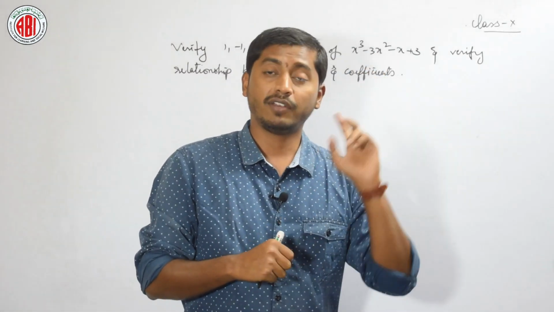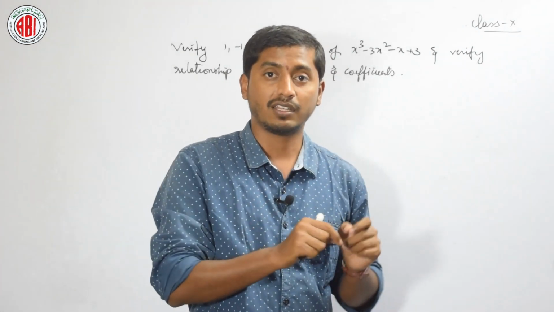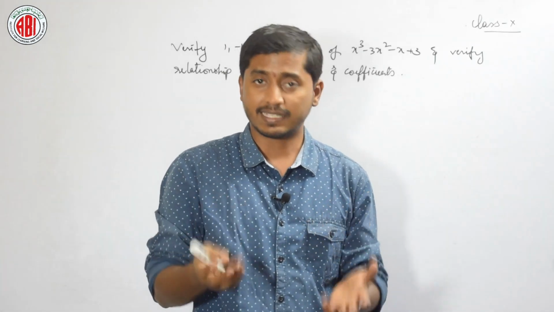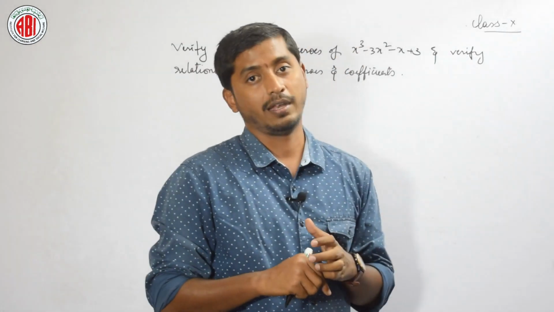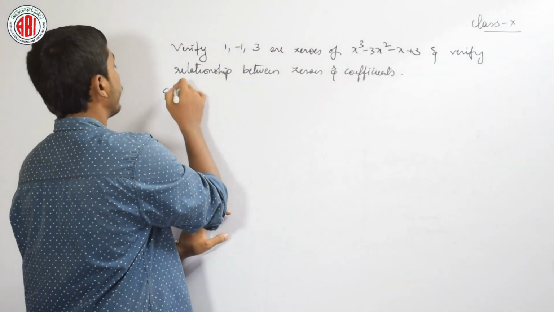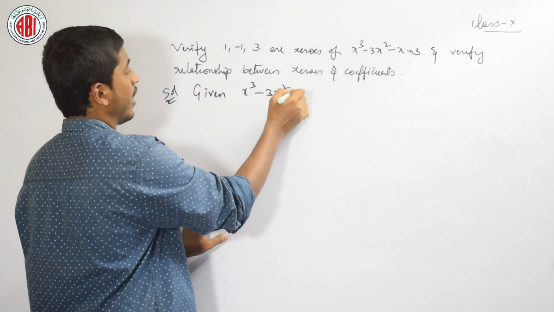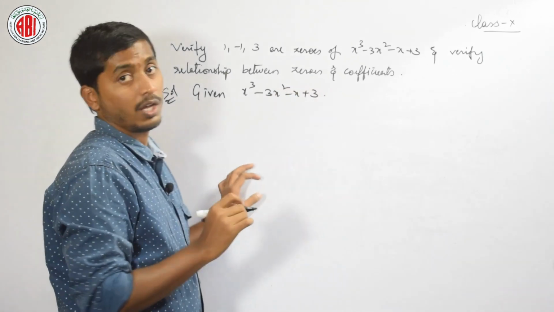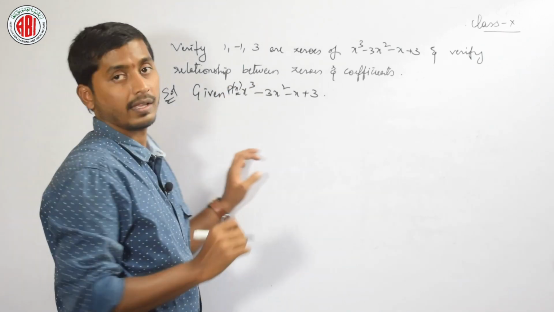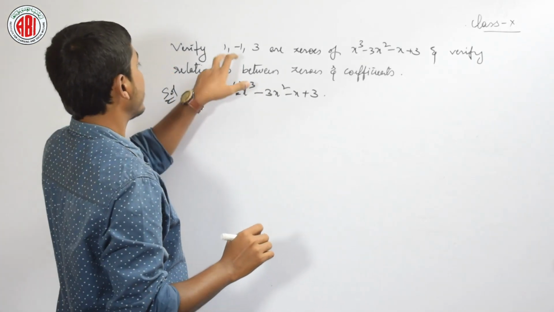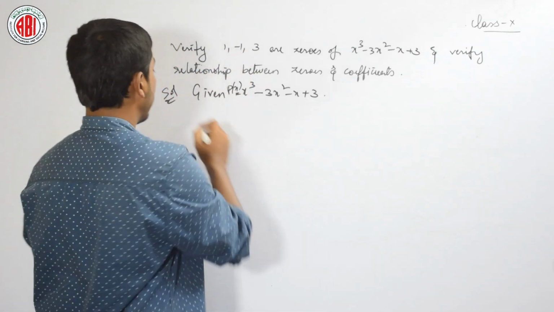How to verify? How did we do in the second exercise? How did we check? We will substitute the given zeros in the given polynomial. If it gets satisfied, then we can tell that these are the zeros of this polynomial, right. Now let us check what is given. X cube minus 3x square minus x plus 3 is the given polynomial. Let us say it is p of x, right. Now he is asking us to check whether these 3 are the zeros. Now let us substitute and check.